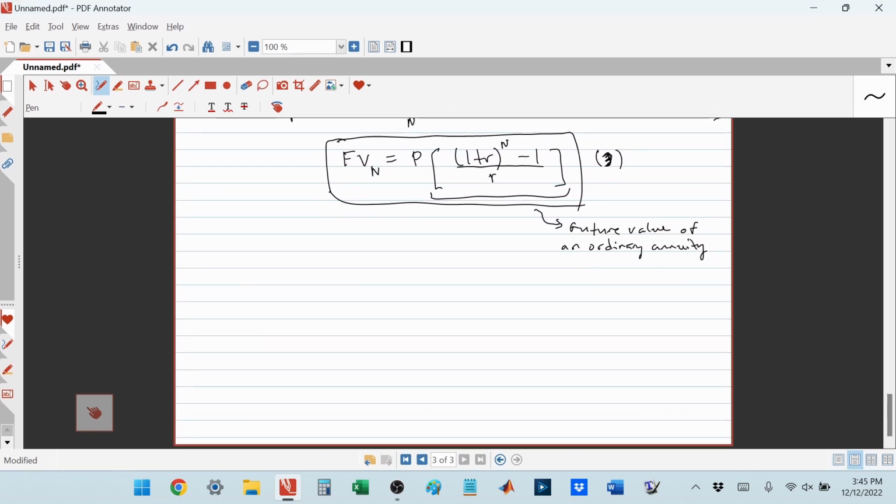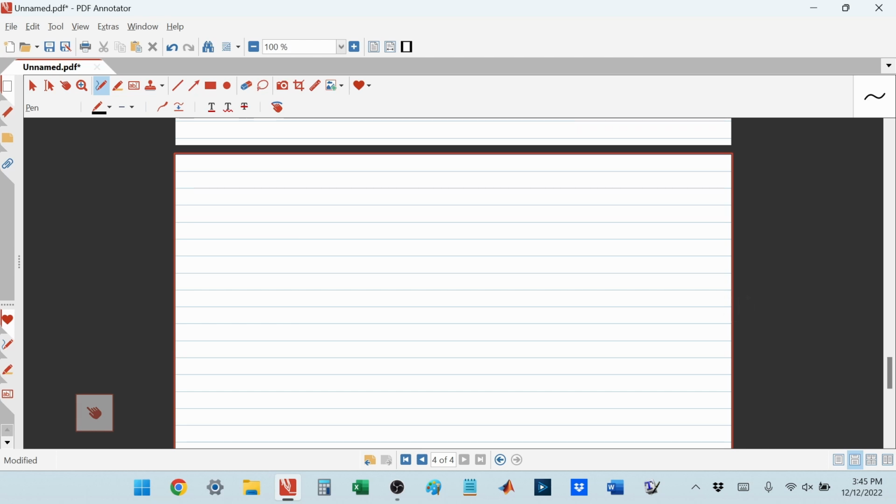Now, the other three equations in the time value of money can be derived from the future value equations. And now we're going to talk about present value. What's the present value of P dollars received once in n periods from now?